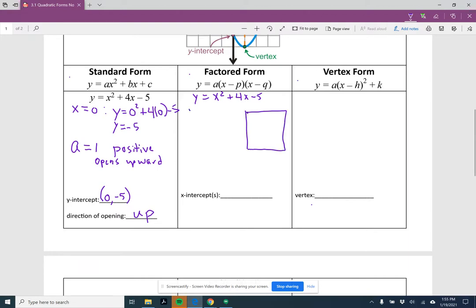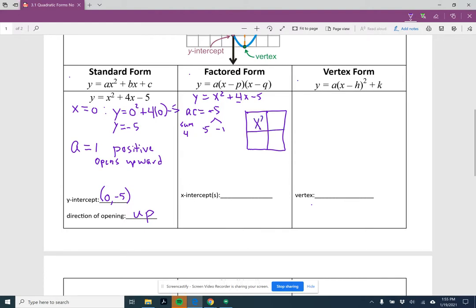All right, so remember how this goes. We do a times c. A is 1, c is negative 5. That product is negative 5. I now look for two numbers that have a product of negative 5, but a sum of 4. Remember, the b controls the sum. So if I do a positive 5 and a negative 1, that will have the correct sum, which is 4.